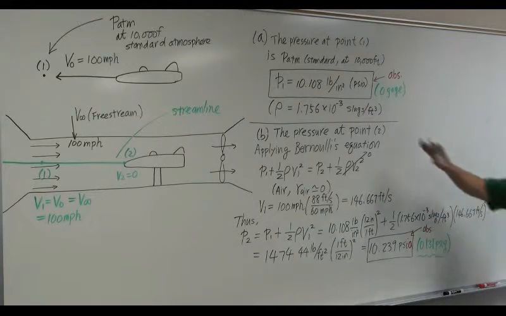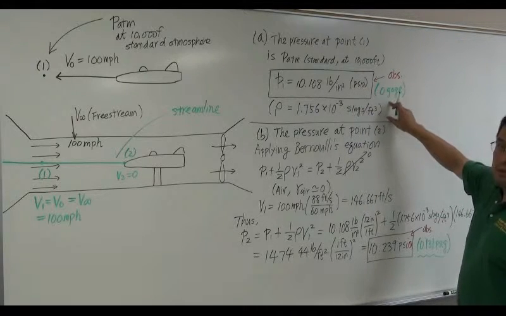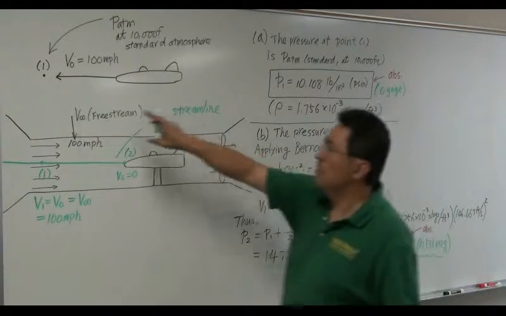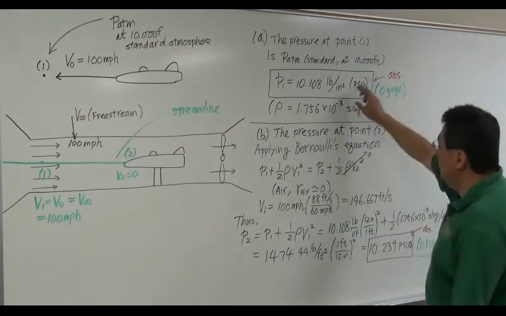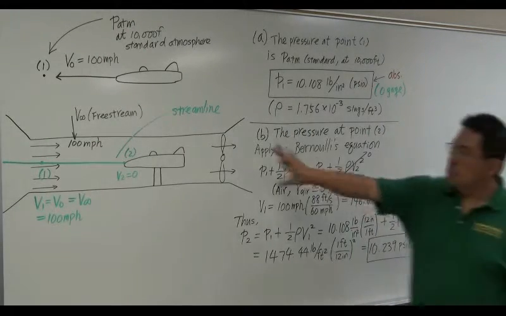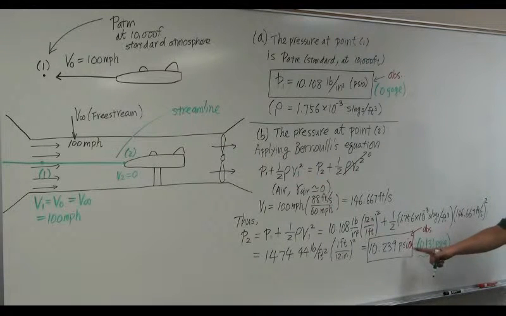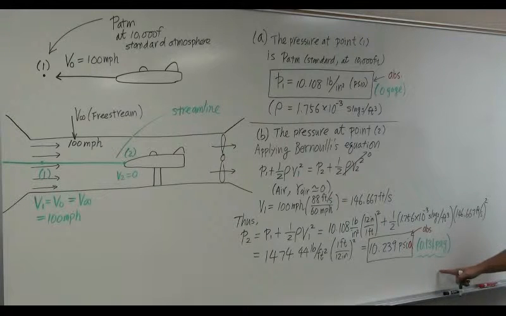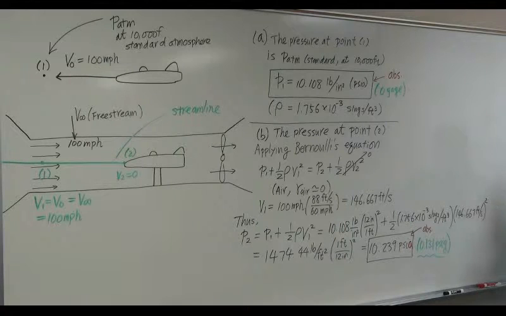So the answer for part A can equivalently be expressed by zero gauge, knowing that the pressure here is zero gauge, of course, local atmospheric. Then using that zero gauge value here, you can get the pressure at the stagnation point as either 10.239 psi absolute, or 0.131 psi gauge. So you can express answers both in absolute or gauge based. Okay? Interesting.